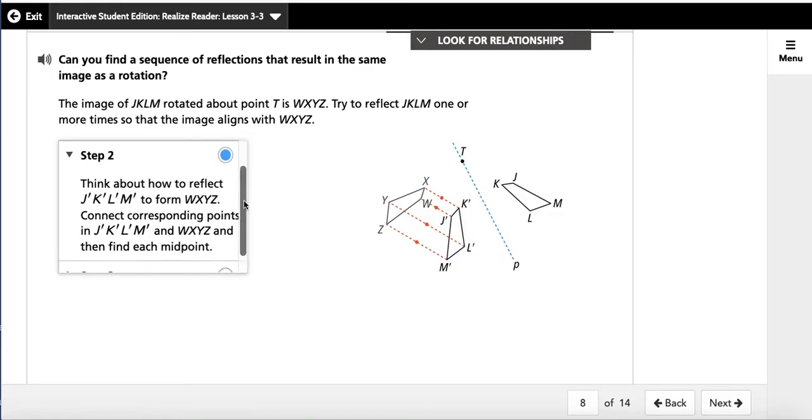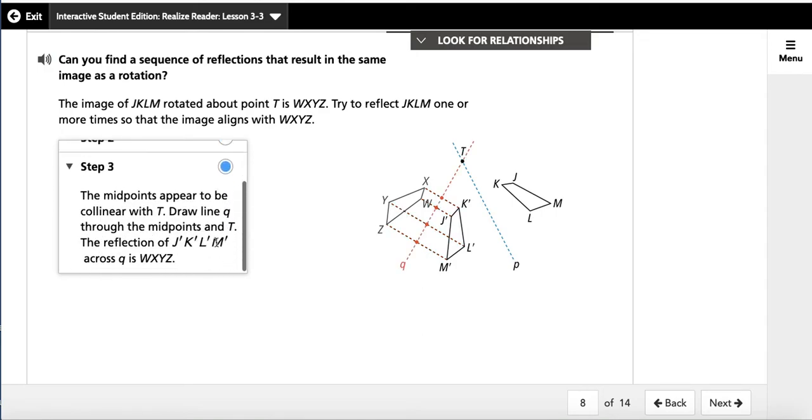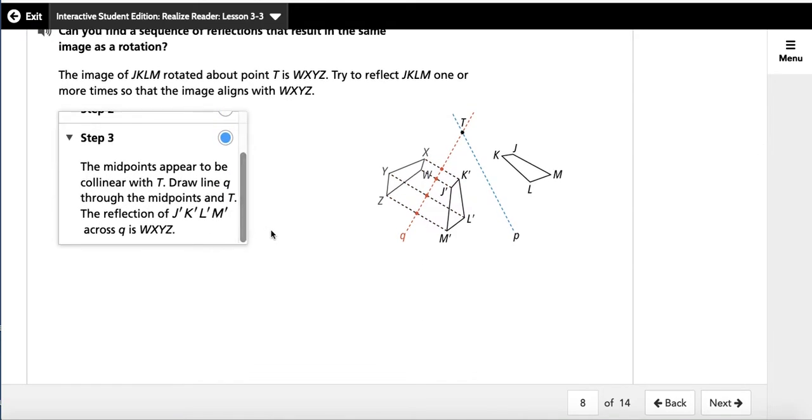Then it says think about how to reflect the second image to the final image. If you recall perpendicular bisectors, so if K needs to end up at X, and J prime needs to end up at W, and L prime needs to end up at Y, you can find the midpoints of those four segments, and I think they line up also with T. Let's see. Yes, they do. So there's your two reflections.